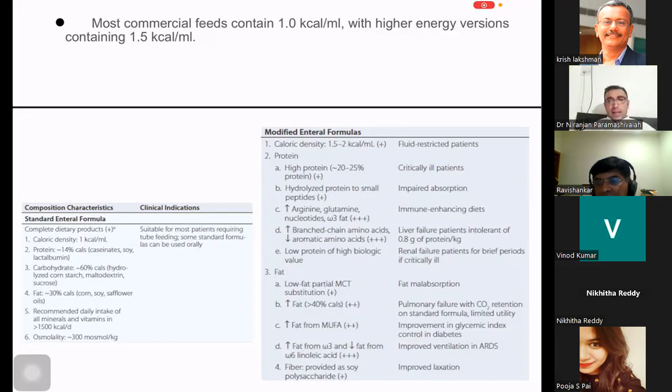Yes, sir, I agree. The standard parenteral nutrition which we get pre-prepared is a maximum of 1.5. I think 2 will have to be specially prepared. I don't think there are any bags which provide 2 kilocalories per ml. Lakshman, sir? Yeah, I agree.